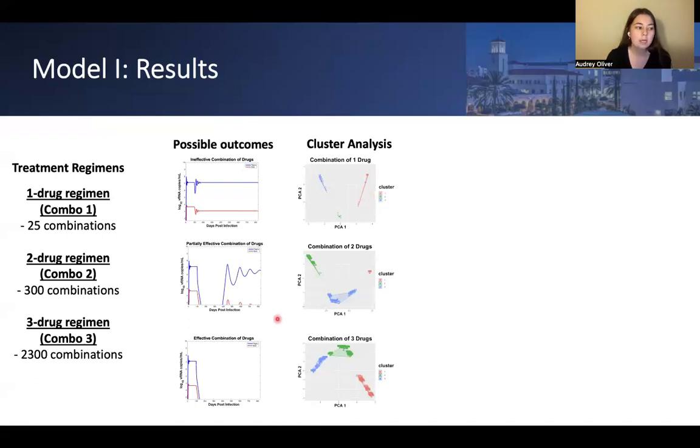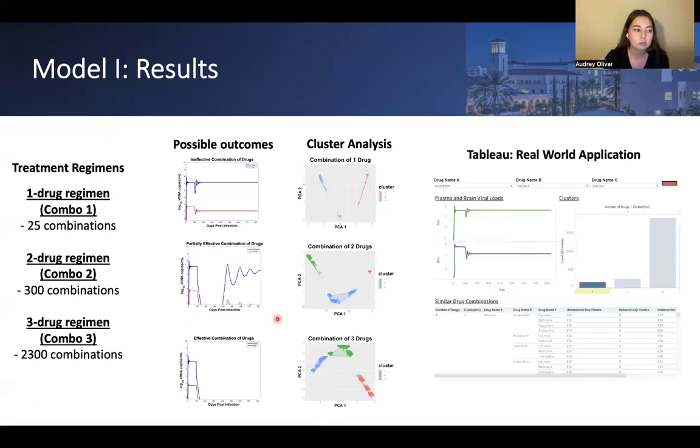And so if we want to think about the real-world application of this project, we can create something like this Tableau dashboard, where essentially if physicians wanted more information about a specific combination of drugs, maybe due to a patient having drug resistance or cost of drug being too high, or even just the accessibility to the drug, they could input any combination of drugs they'd like here, and the dashboard will return important information about that combination, as well as other drug combinations with similar outputs and efficacies.